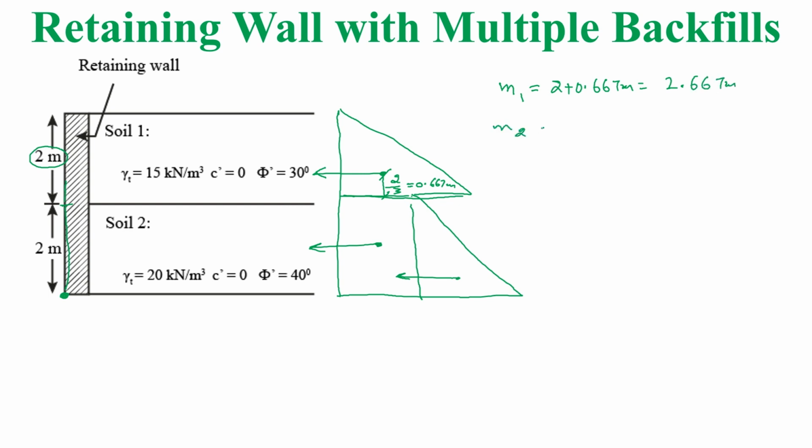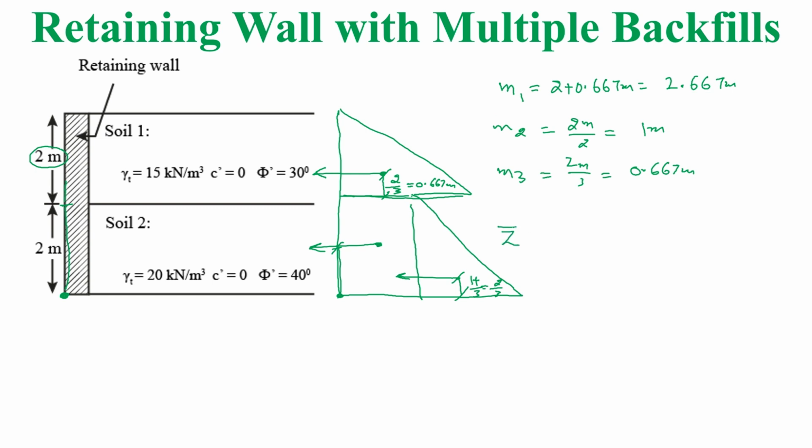For second figure, this is rectangular. So from this point, it will be half of the whole length of the rectangle. So total height is 2, and if we divide it by 2, it will be 1 meter, and m3 will be equal to this height. This will be h by 3. So h here is 2. So 2 meter by 3 is equal to 0.667 meters. So we have moment arms of all the forces, and we have values of all the forces.